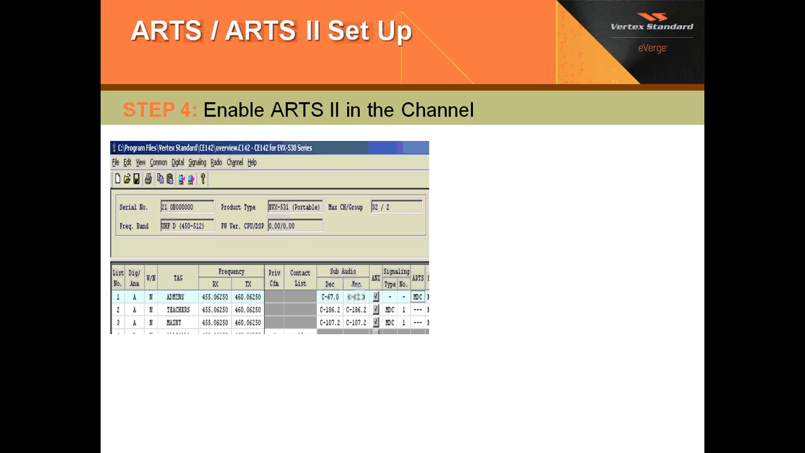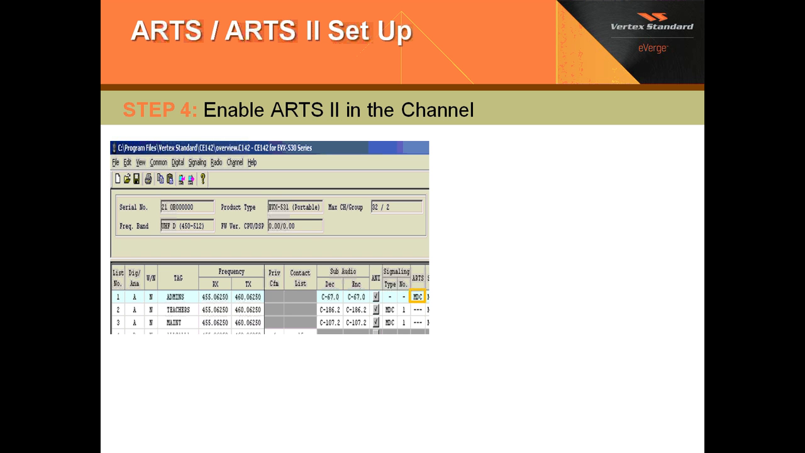Now we're going to want to enable ARTS 2 in the channel. First, keep in mind that the channel should be analog, since we're using MDC operation. You cannot have MDC on a digital channel. However, in the 2.0 release, we will have ARTS 2 available in digital operation.